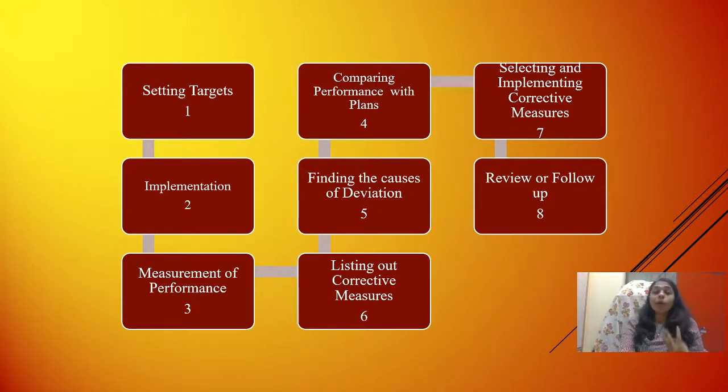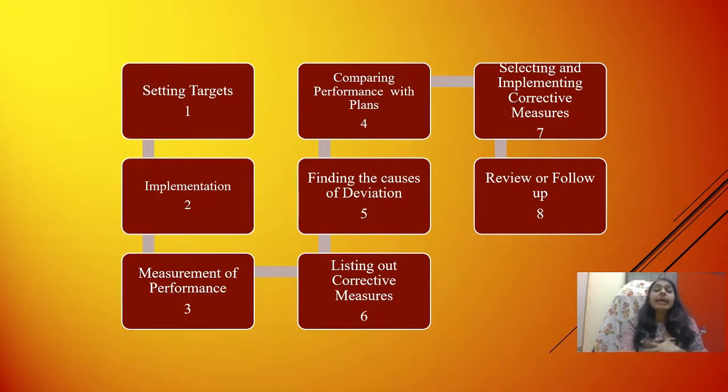The fourth point I have is comparing performance with plans. Finally, I try to compare my performance with the plan. I had thought 10,000, I reached 8,000. That is good enough, but next month I have to have 11,000. Are you understanding? That mindset helps a lot of managers to think about various permutations and combinations of what can be done to improve better.